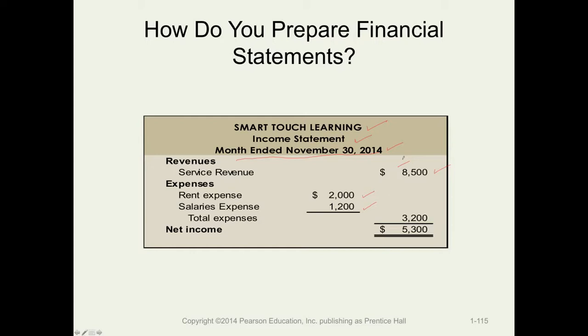Now, the question is generally asked, how do you list the expenses? How do you know what expenses to list first? Well, you would generally list, if there is no reason to list one above the other, you would list them in order of magnitude, in size order. So the largest expense would be listed first.